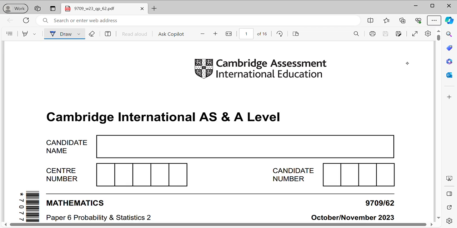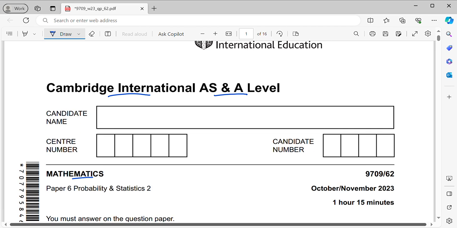This video is to discuss Cambridge International AS and A-Level Mathematics Paper 6, which is the Probability and Statistics 2 for October-November 2023, and the code is 9709/62. So let's move on to question number 1.